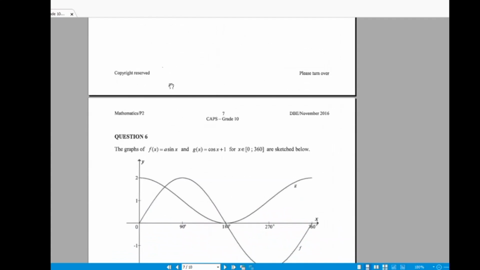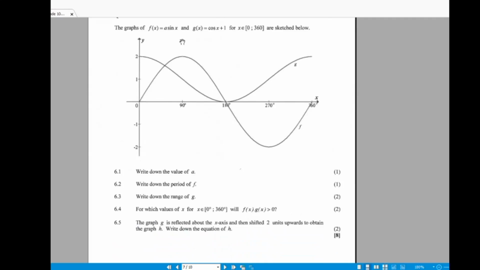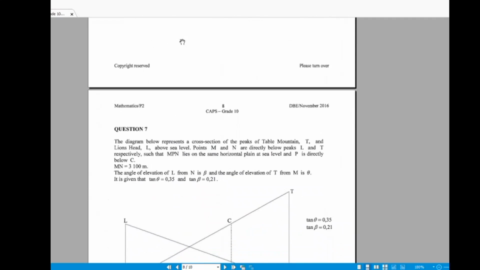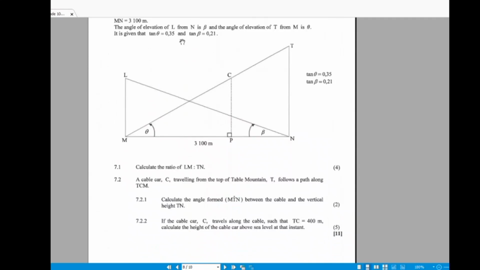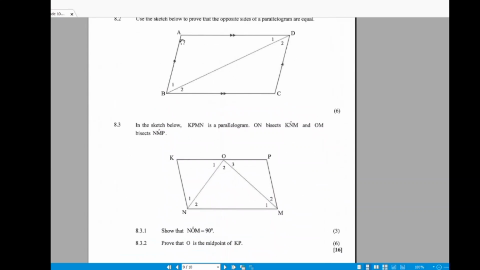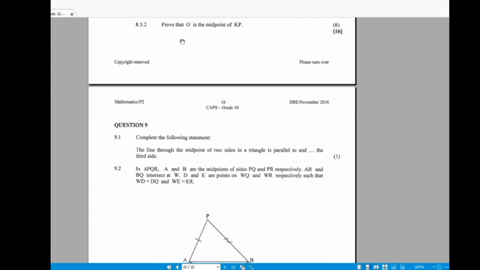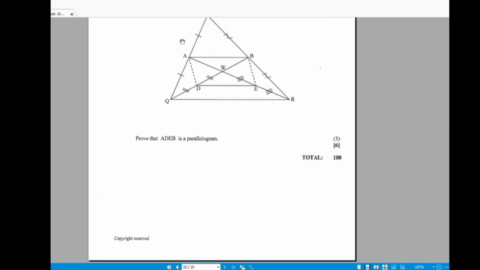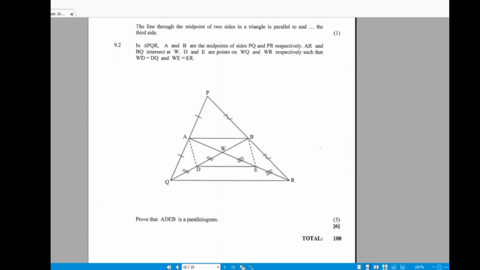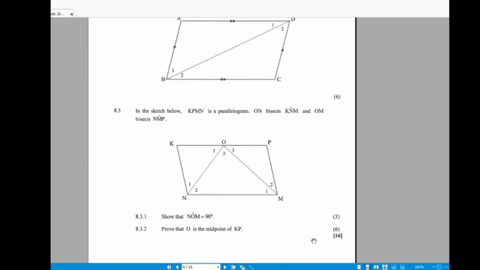And it's 50% of paper 2 if I'm not mistaken. Look at question 6. This is trigonometry again. And then question 7, it's also trigonometry. Question 8 is not trigonometry. But I think 50% of paper 2 is trigonometry. So 50 out of 100, I think it's from trigonometry.